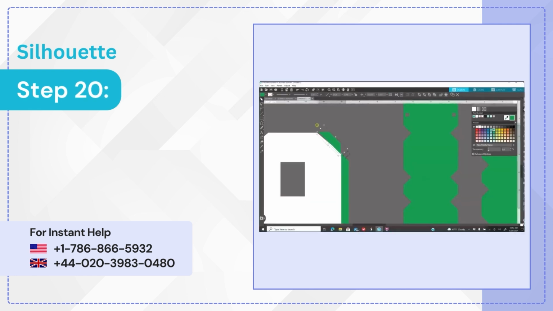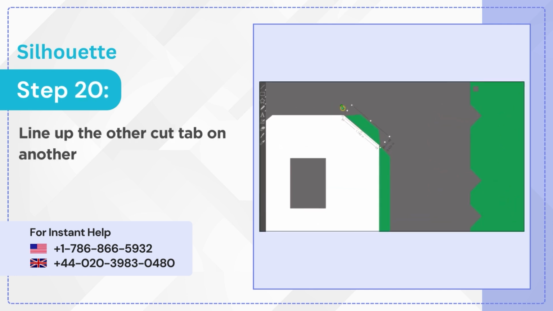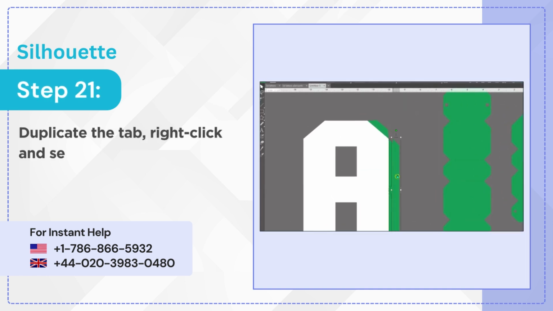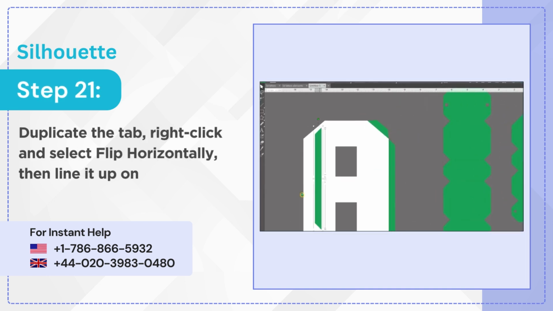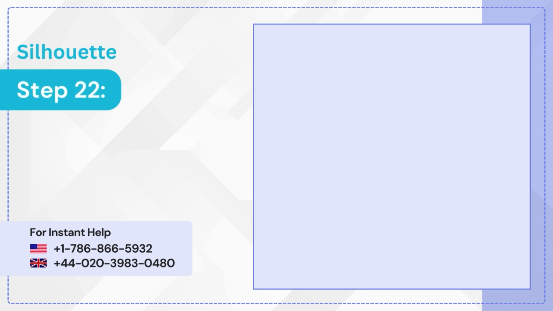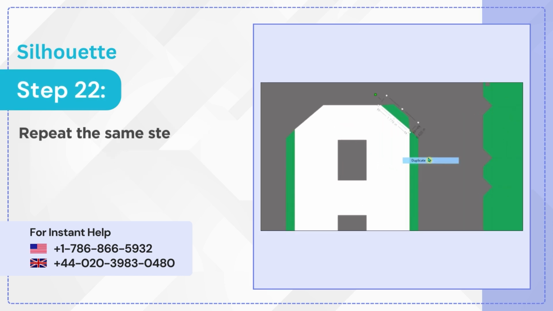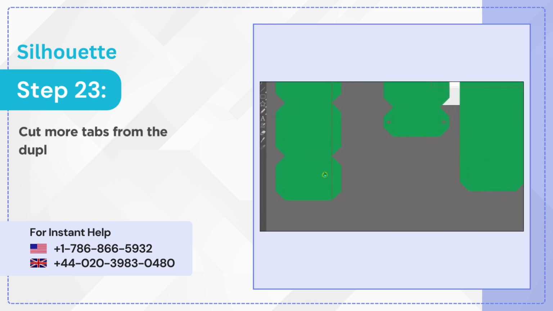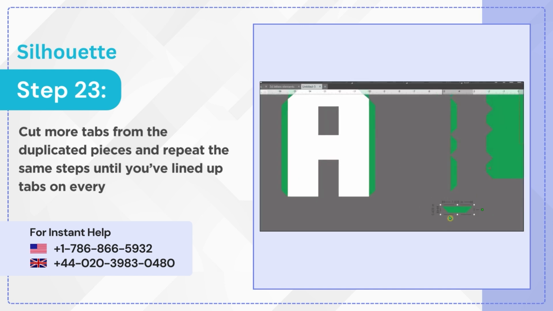Step 20. Line up the other cut tab on another area of the letter. Step 21. Duplicate the tab, right-click and select Flip horizontally, then line it up on the other side of the letter. Step 22. Repeat the same steps with the other tab. Step 23. Cut more tabs from the duplicated pieces and repeat the same steps until you've lined up tabs on every edge of the letter.